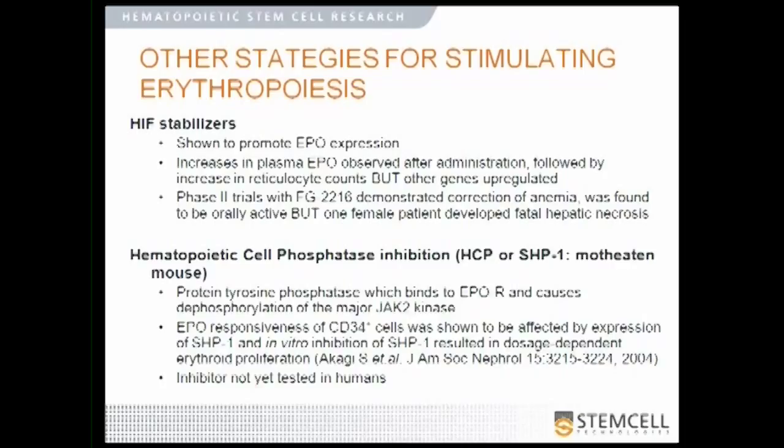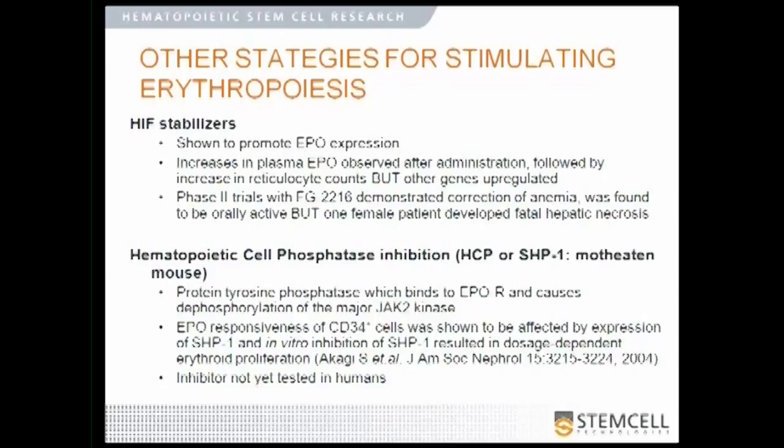Despite this, Phase 2 trials were conducted with the compound known as FG2216, but due to one female patient who developed fatal hepatic necrosis, the future of this compound is uncertain. Another novel approach is to inhibit the off signals downstream of the EPO receptor by inhibiting the hematopoietic cell phosphatase, HCP, also known as SHP1.